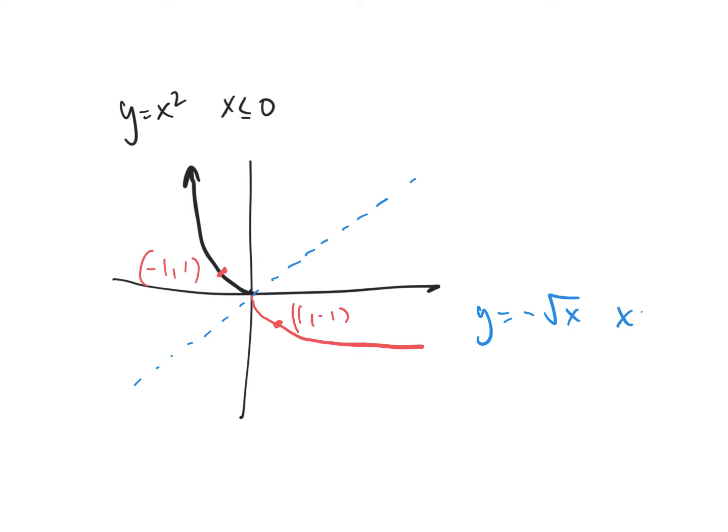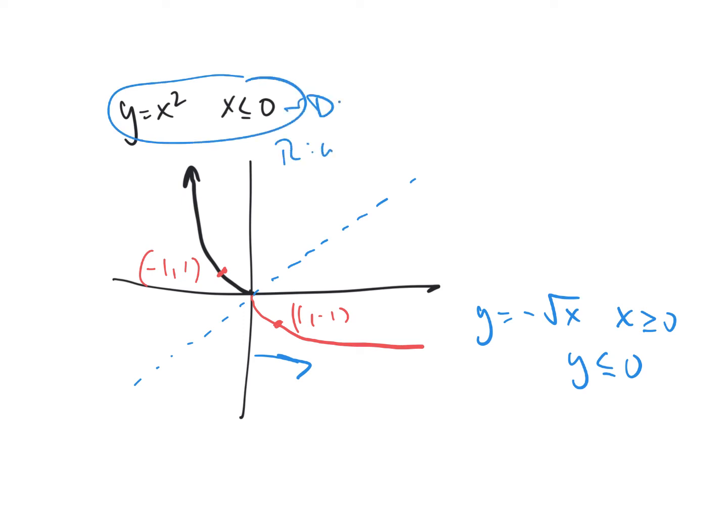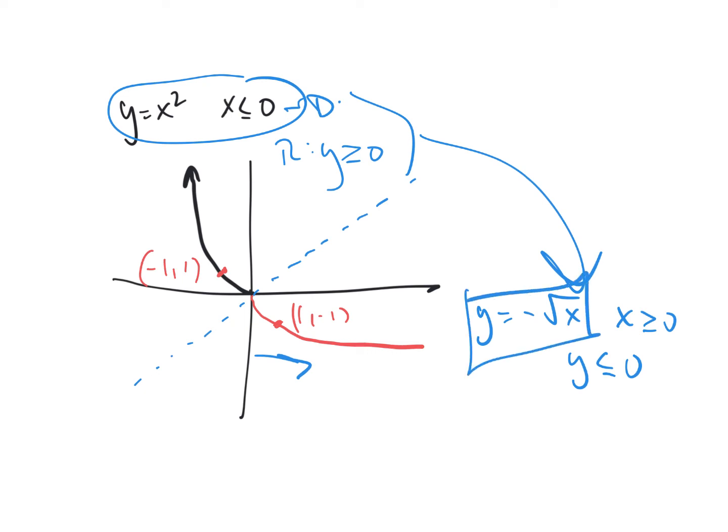I know the x values all have to be positive values, and the range would be y is less than or equal to 0. Now if I think about the domain here, the range of the original is y is bigger than or equal to 0. And so when I go to my domain and range here, they switch around as well. And this is going to be negative root x.